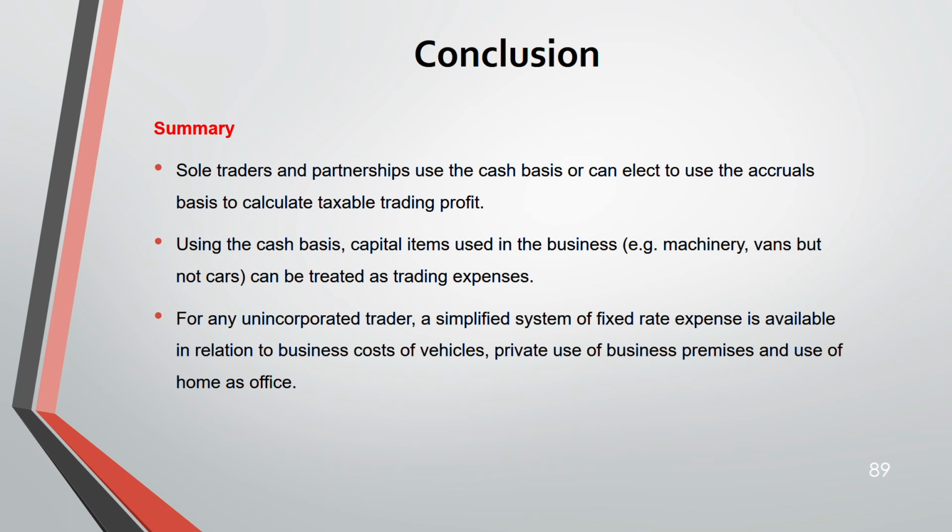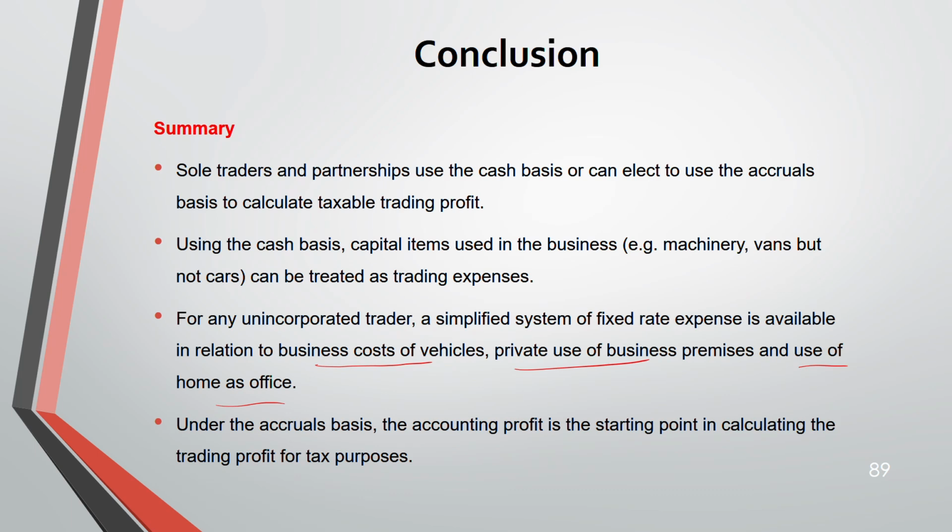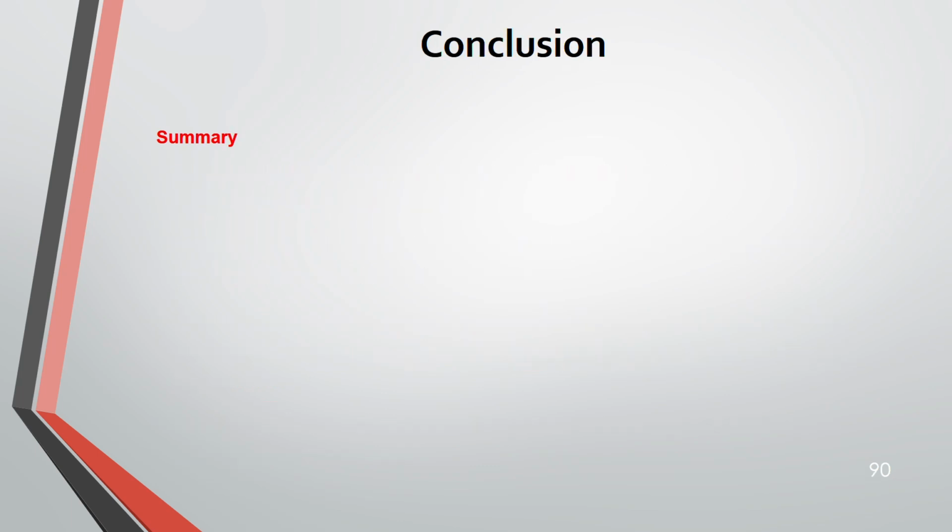Then for sole trader, once again, a simplified version of fixed rate expense, you can deduct a fixed rate. This is available for the business cost of your vehicle, private use of a business premise, and use of home as office. For 3 types of expense, you can deduct a fixed rate of expense, not for all the expenses. Then under accrual basis, accounting profit is your starting point. We have just seen in activity 5 where we start with the net profit. Then these are the adjustments to your taxable profit.